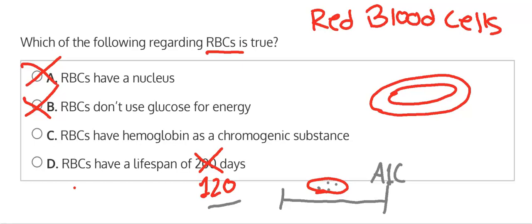So not related directly to this question, but just a good tidbit to note while we're on the subject. So we know that D we could eliminate as well because the lifespan is 120 days, not 200 days. So we can eliminate that.